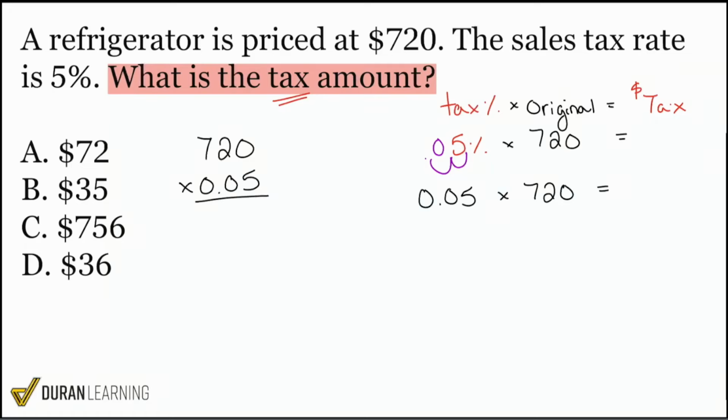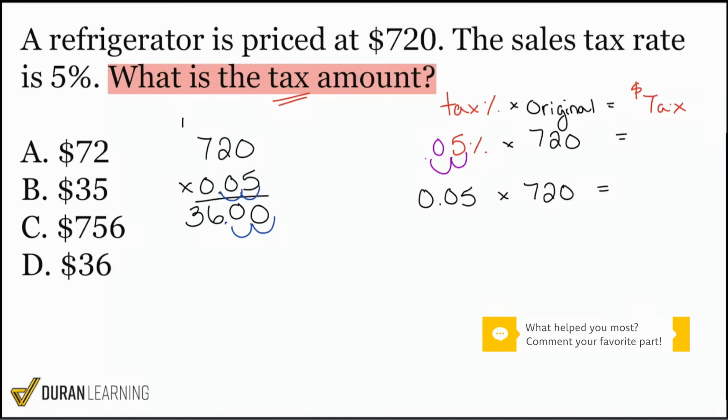Here we go. 0 times 5, that's a 0. 2 times 5, that's a 10, carry the 1. And then we have 7 times 5, which is 35. Carry the 1, and that's 36. So it looks like 3,600, but remember, when we multiply by a decimal, we bring that back once, twice, and so that'll be 36. And there we go. The correct answer here is going to be D, 36. That is the amount of the tax on this refrigerator.